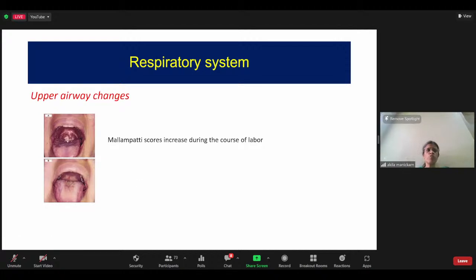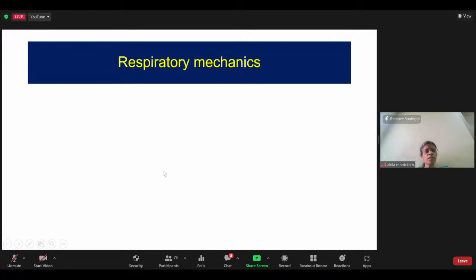So a Mallampati score which was 2 could become 3 following prolonged induction of labor, when they are taken up for cesarean section. So every time we see a patient, it is very important to assess the Mallampati score so that you are ready with your difficult airway management protocols.